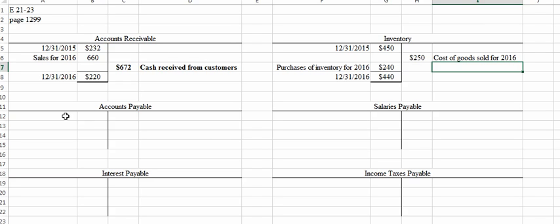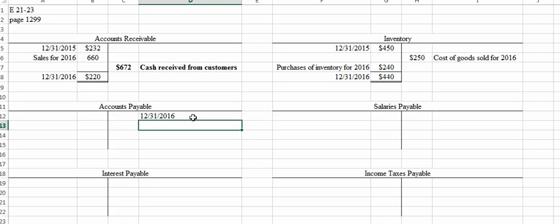Okay, so let's go to accounts payable. Our 12/31/16 balance in accounts payable is not going to be on the debit side. Let me move over here. Alright, what was our balance in accounts payable? On the credit side, at the end of 2015, $134. Then the balance at the end of 2016 is $140.